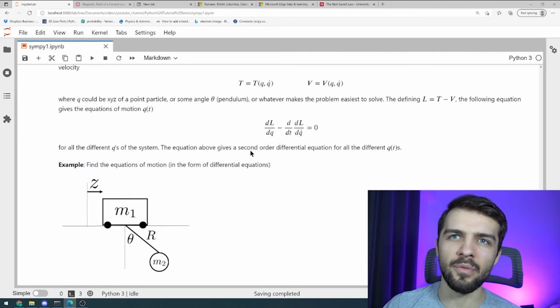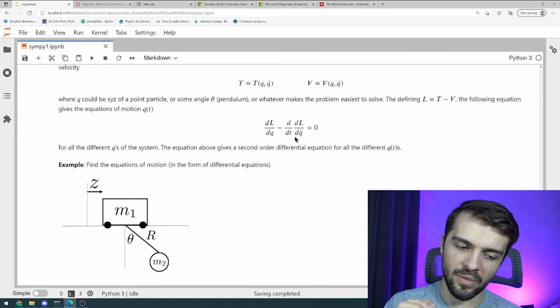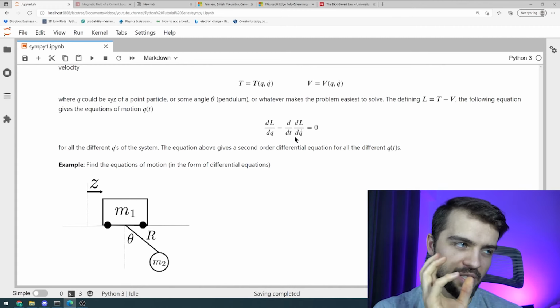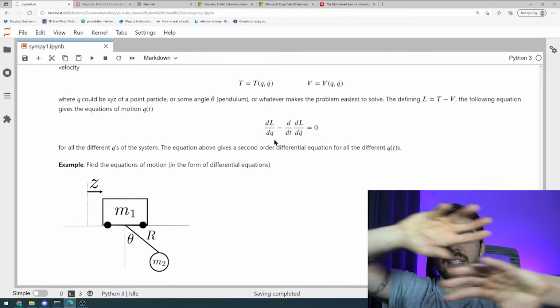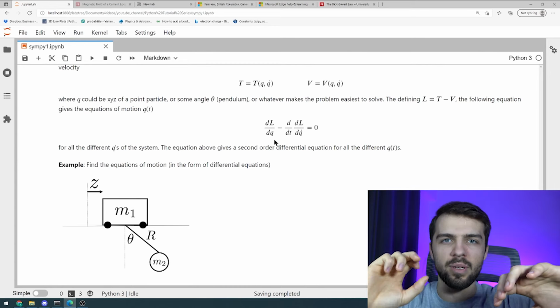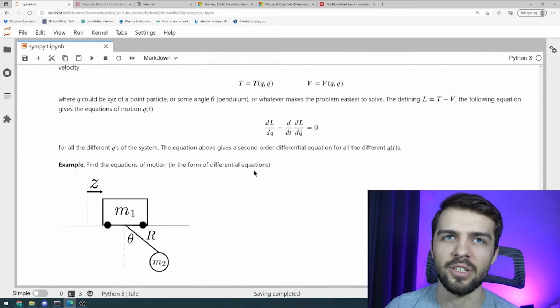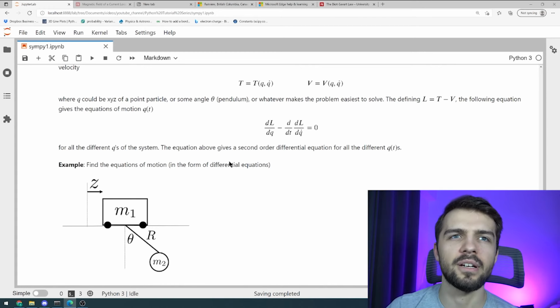And the equation above will always give second order differential equations for the different Qs. It will also be linear in terms of the second derivative. So when you plug everything into this equation, you'll get a system of equations, but whenever the second derivative shows up, it always shows up as a linear factor. It's never squared or cubed or anything. That's the beauty of Lagrangian mechanics.